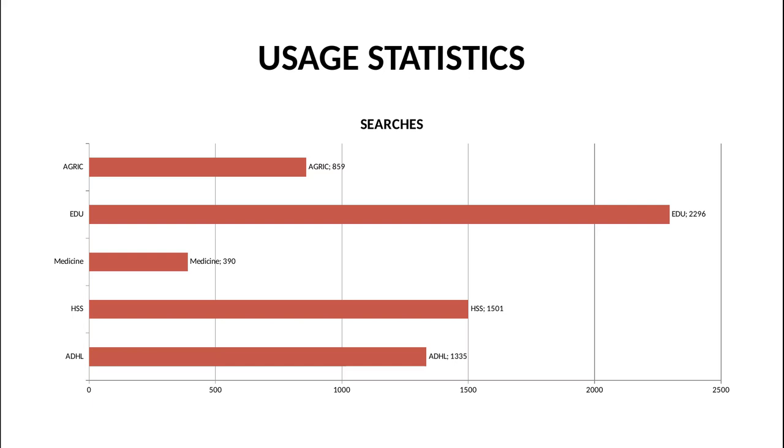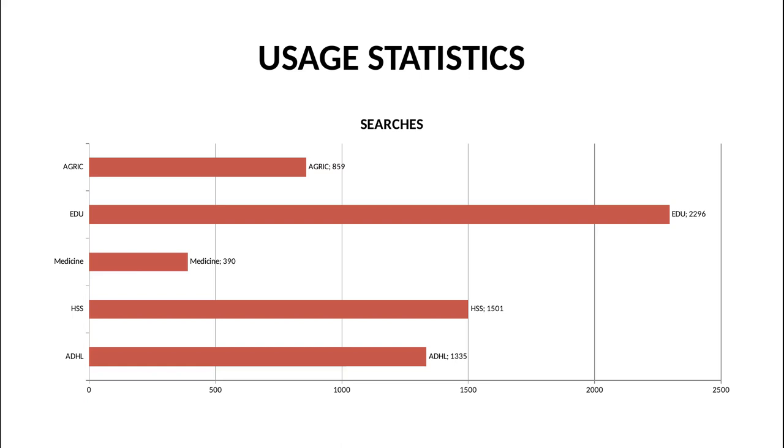Now the search statistics, the usage, how people are interacting with our IR. I hope you can see the screen. It's very encouraging. For the School of Agric, about 859 searches were made. These are selected top communities, so other communities are also doing fine. This covers searches both from Zambia and outside.